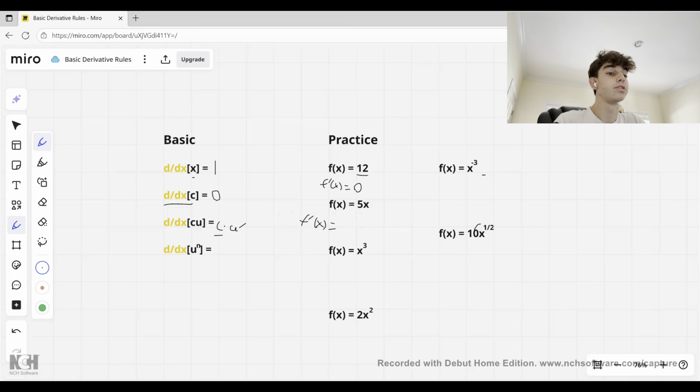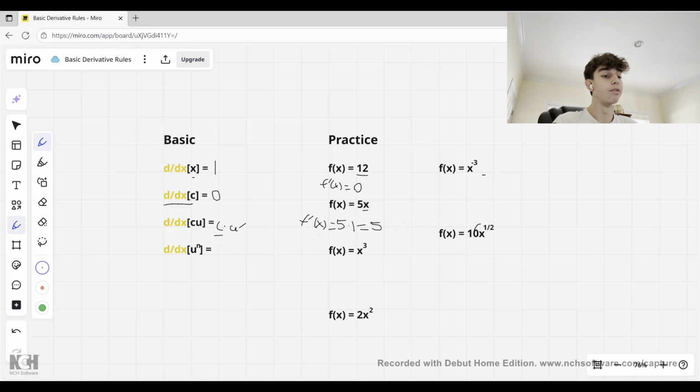So f prime of x, you're going to keep that c. So 5 is going to be c. You're going to want to keep that and multiply it by that u prime, which is going to be the derivative of x, which is going to be 1. So very simply, your derivative of 5x is going to be 5. Pretty simple using that rule.